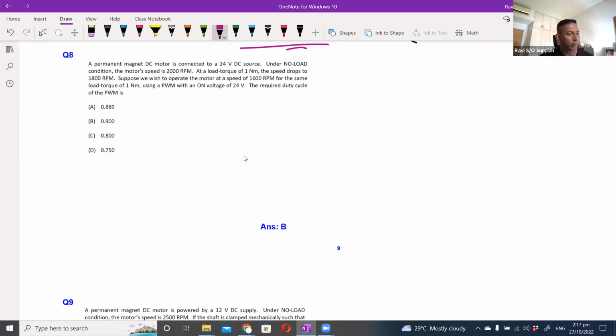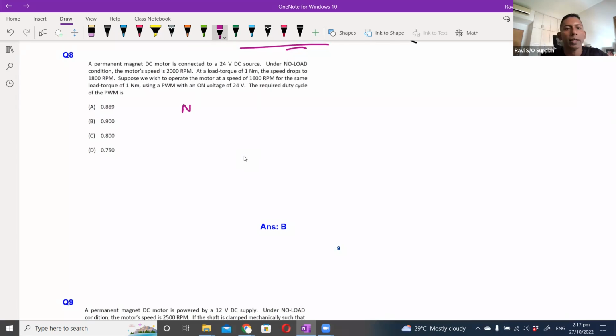Okay, question 8. A permanent magnet motor is connected to a 24 volt DC source. Under no load condition, the motor speed is 2000 RPM, and then with a load torque of 1 Newton meter, the speed drops. So you can see that it's sort of similar. You are given first some information, and then another situation, and then you're asked to find some unknown.